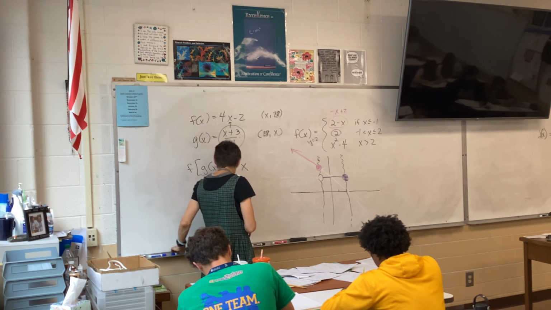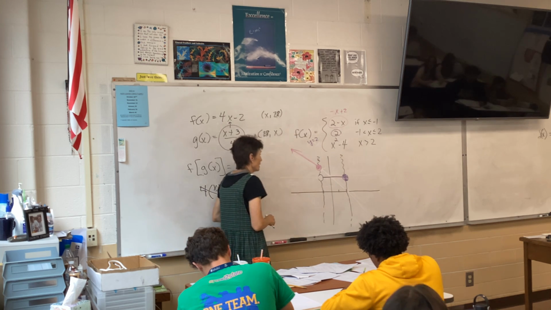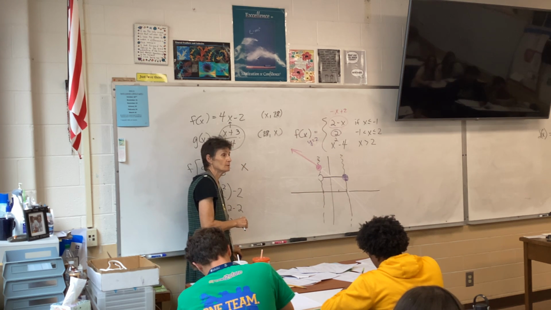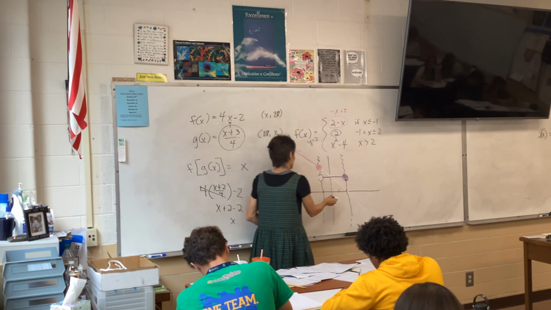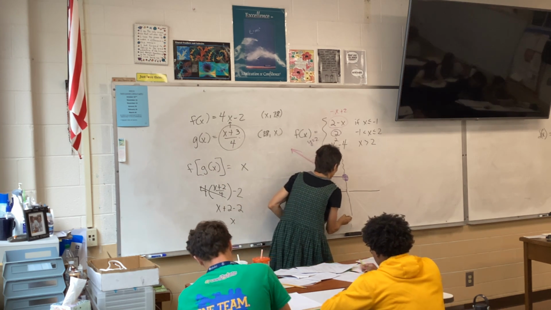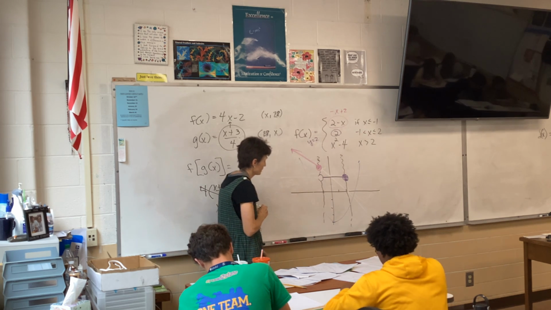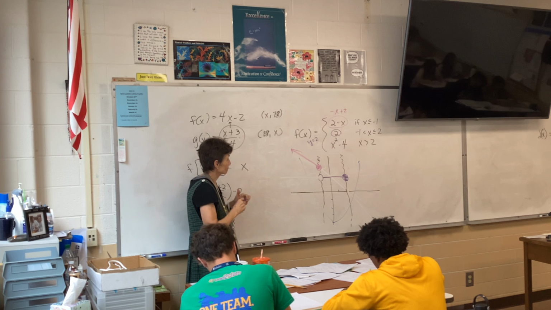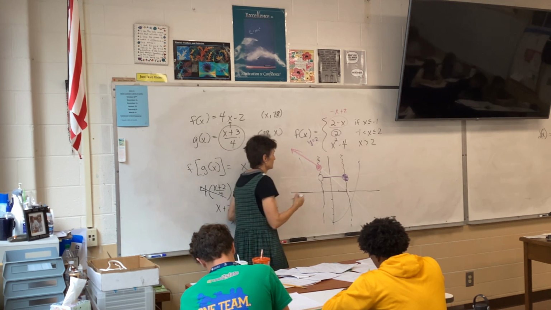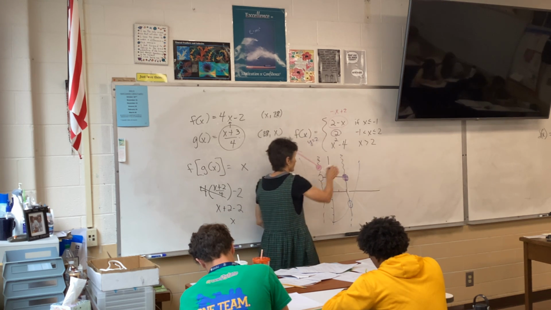What's this? A parabola shifted down 4. So if I just graph the whole parabola, there's what I get. But I don't really want the whole parabola. Here's where x is 2.